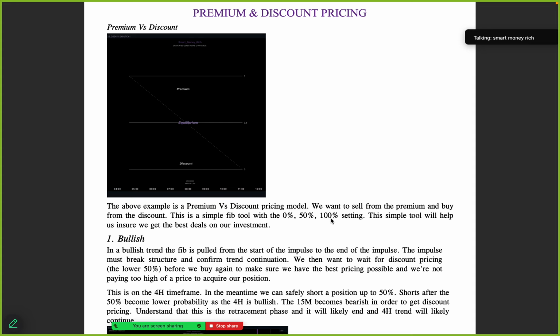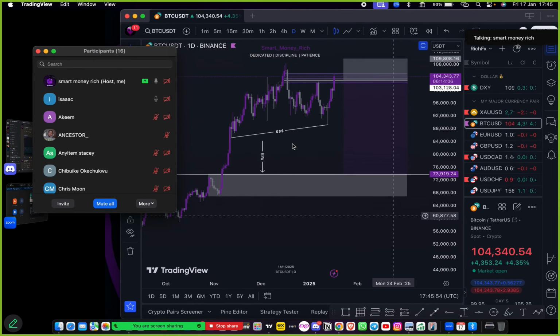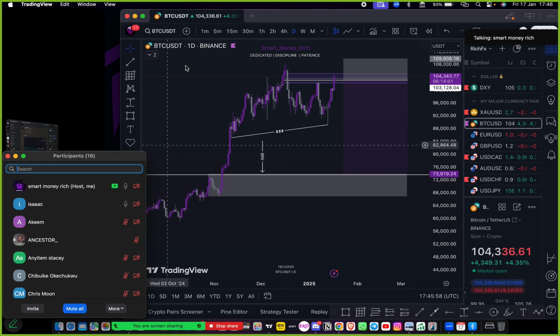Thank you. Right now, this is a simple fib tool with the 0, 50 and 100% setting. This simple tool will help us ensure we get the best deals on our investments. So now let's use some trades for example. We are going to move on to our trading view.